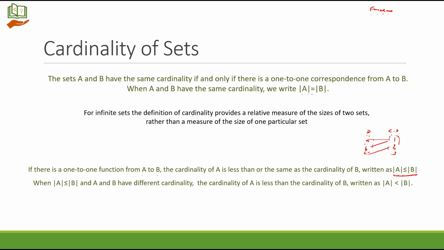When set A's cardinality is less than or equal to set B's cardinality and A and B have different cardinality, the cardinality of A is less than the cardinality of B. So what they are trying to say is that less than or equal to turns into less than.